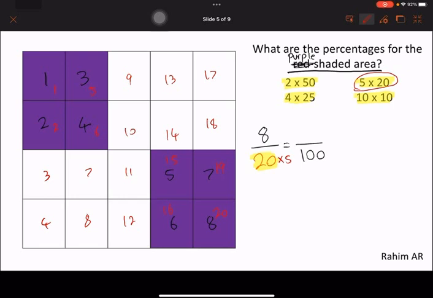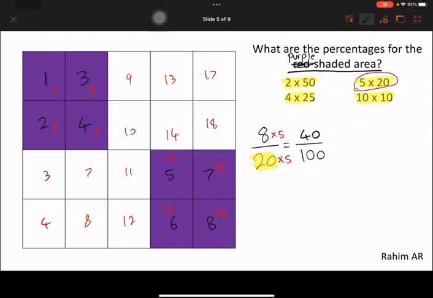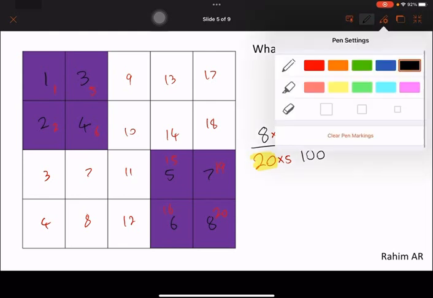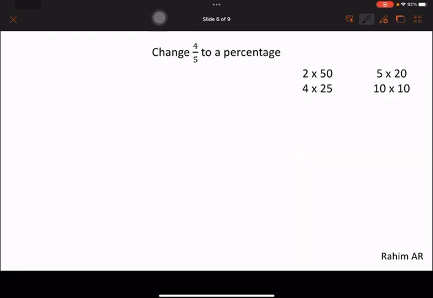Remember, do the same thing. 8 times 5. Okay? Then 8 times 5, the answer is 40. Okay? Therefore, as you can clearly see, the denominator right now is 100. Thus, we can directly write down 40 as our answer, and don't forget to write down the percent symbol. Okay? So next, we go through the next example.